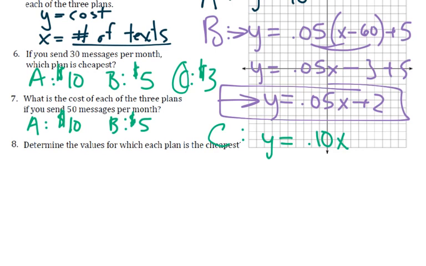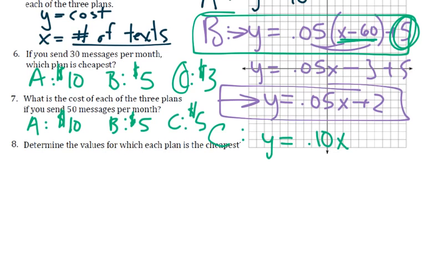Okay, but at 50, C would also be 5. So it would be either B or C. So determine the values for which each plan is the cheapest. Okay, so in other words, how many messages do we have to do to make one more expensive than the other? Well, to get B above $5, we're going to have more than 60, right? If we have more than 60, we're definitely above the $5.